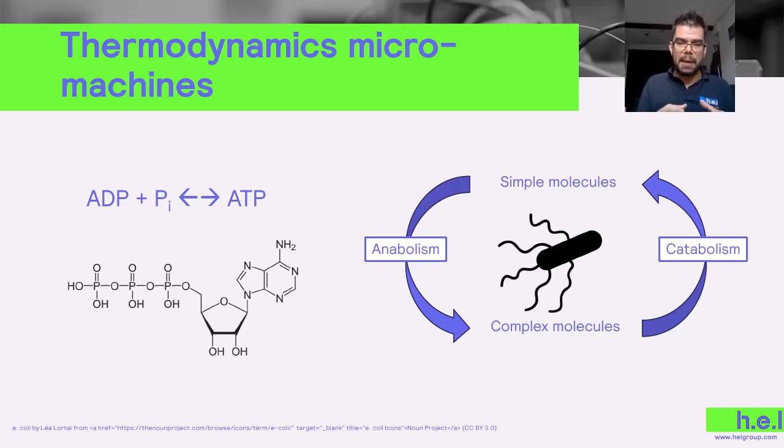When we are breaking down these complex molecules and generating energy, the cell combines adenosine diphosphate and phosphate to generate this ATP. And when the cell requires energy for an anabolic reaction, it's the opposite: the ATP is broken down, and this process releases the energy that the cell needs.